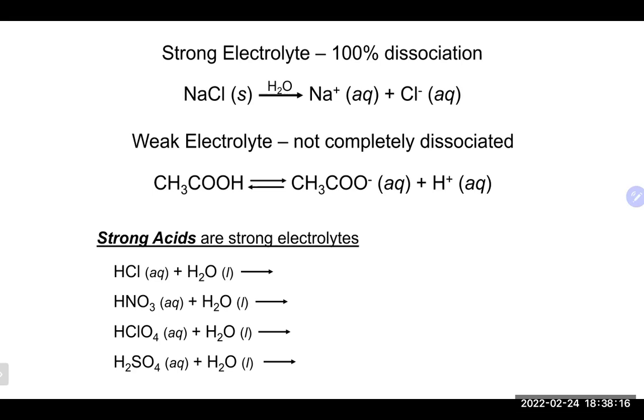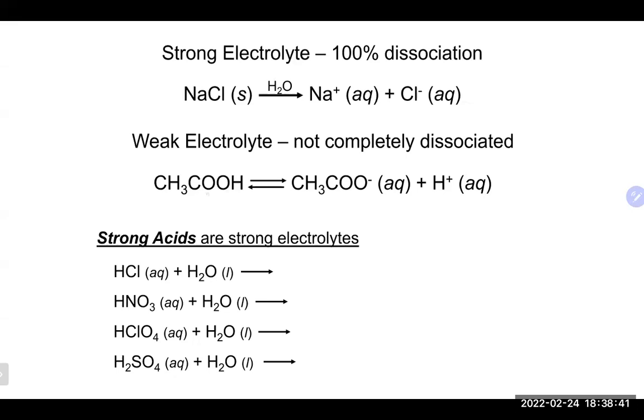So they'll produce a little bit of ions in solution, which is why they're still considered an electrolyte, but they will not produce anywhere near the amount of ions in solution as a strong electrolyte. So strong acids are strong electrolytes. Strong bases are also strong electrolytes. Weak acids and weak bases are also weak electrolytes as well.